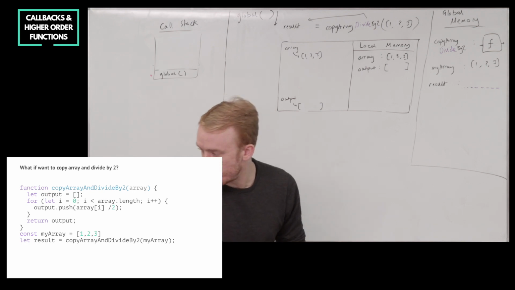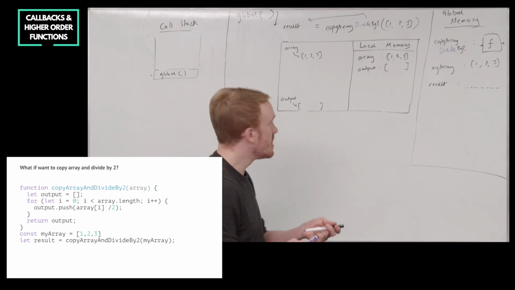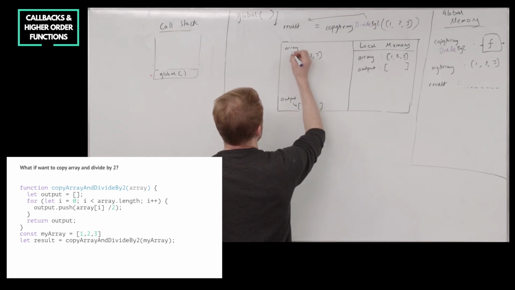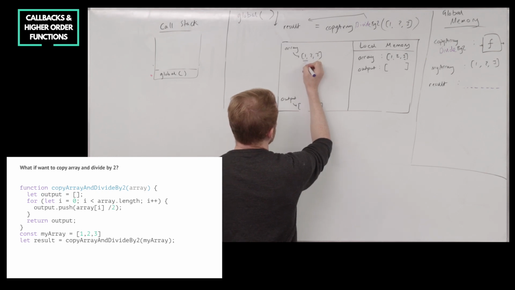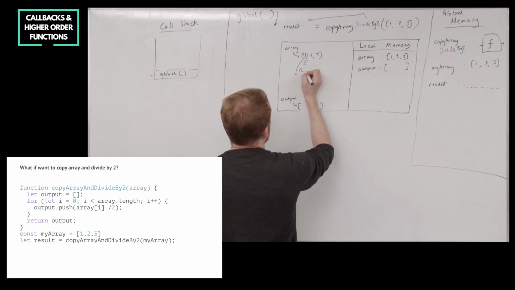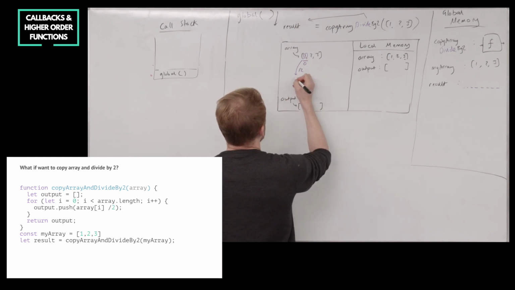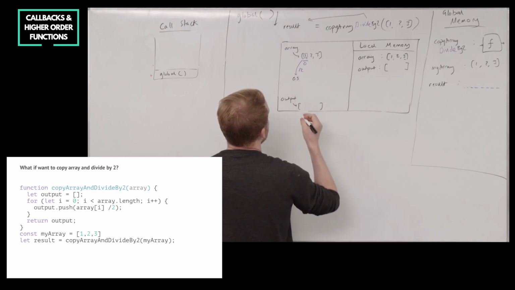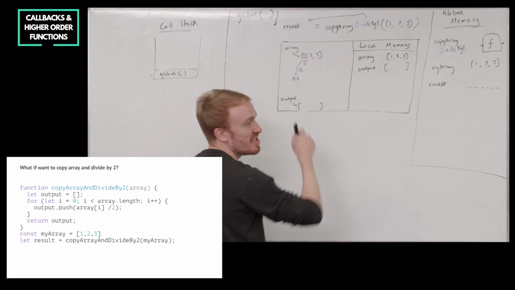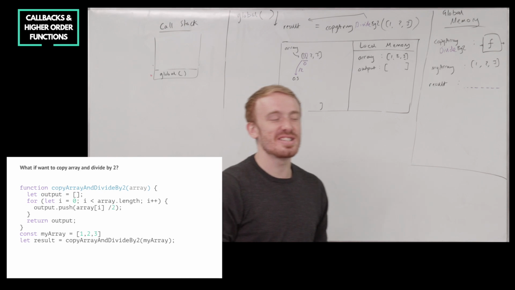When we first hit the body of the for loop, what is the value of i? 0. i is 0. So array sub 0, array index 0 is what? 1. So we take that 1 and do what with it? Divided by 2. And get 0.5. Oh, wait. No, you're spot on.